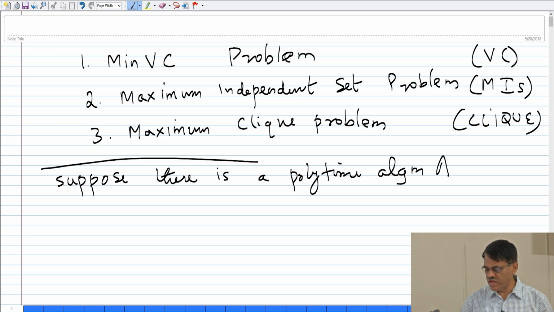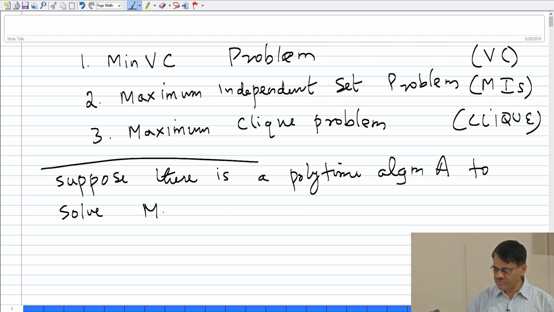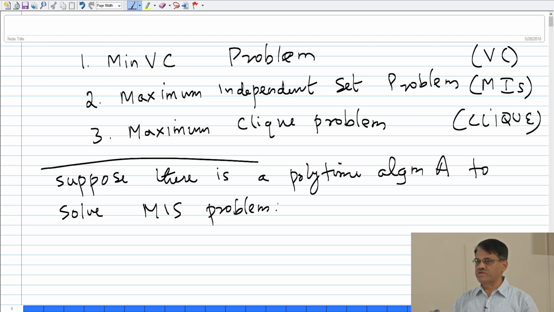Let's call this algorithm A to solve the maximum independent set problem. Somebody says, I have a polynomial time algorithm, give me a graph, any graph. I have an algorithm which will run through in time some n cubed, n squared, n to the power 4, n to the power 5. It will give me the maximum independent set in the graph. Okay. Can I use this algorithm to design a polynomial time algorithm for finding a maximum clique in a graph?